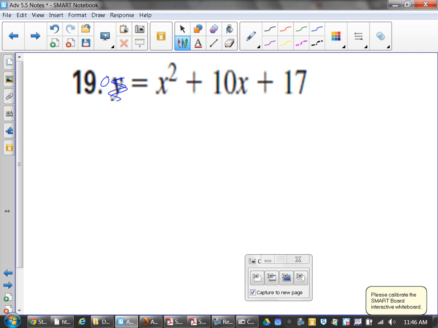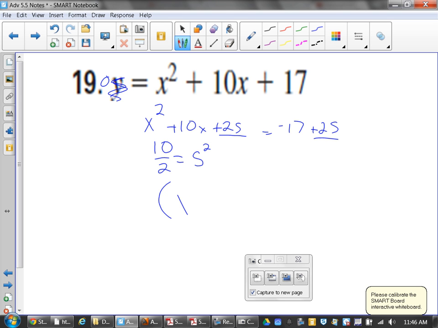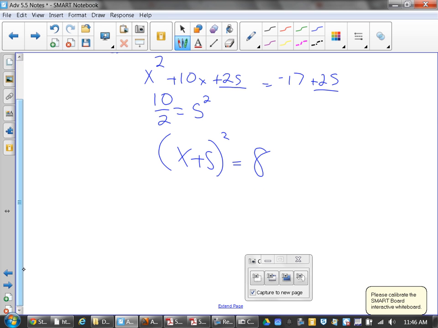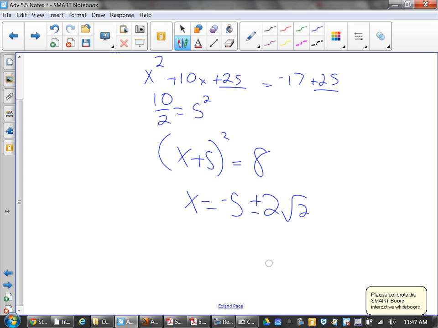What was your first thing you did? Subtract 17, so you got x squared plus 10x blank equals -17. Now what? Then you have to do 10 divided by 2 squared. All right, 10 divided by 2 is? 5 squared is? Add that to both sides. 8 on 2. So x plus 5 quantity squared equals? Oh, this one's easy. What's the square root of 8? Very good. So you get x equals -5 plus or minus 2√2. Completing the square is nice, isn't it?